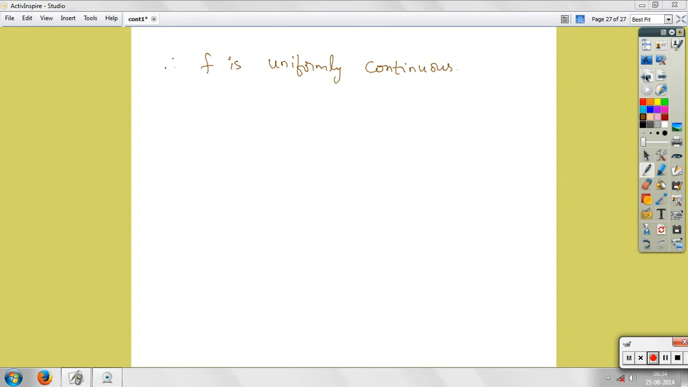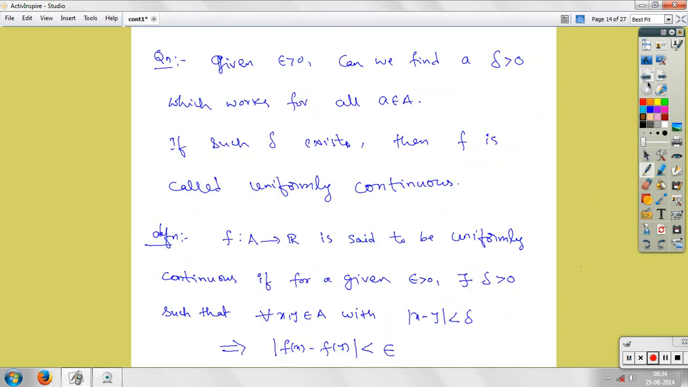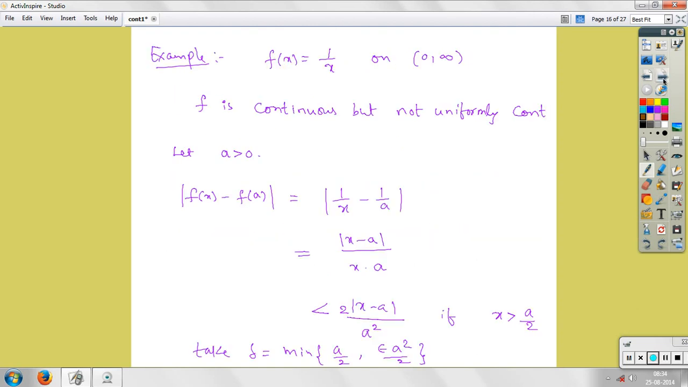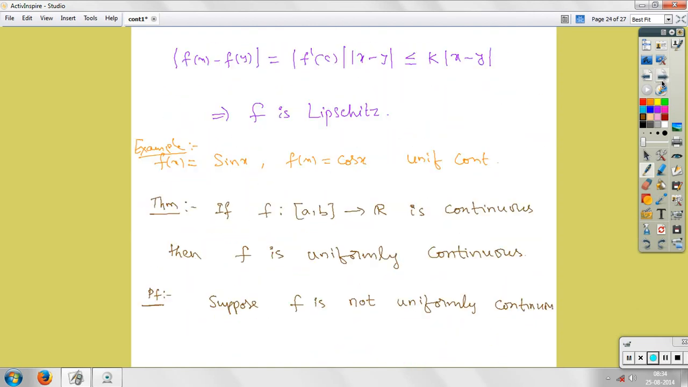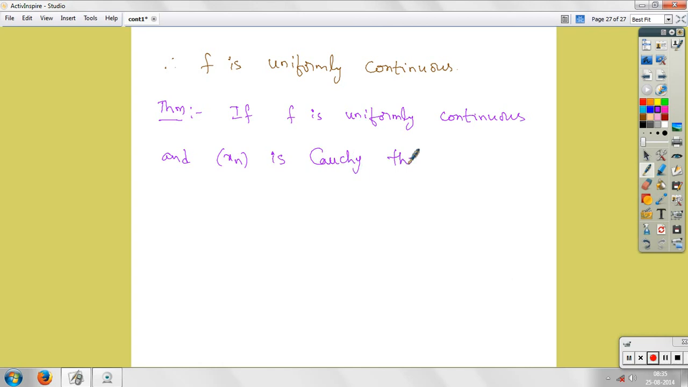Now if you go back to our question asked during continuity, that if f is continuous and xn is a Cauchy sequence, is f of xn Cauchy? This result is true if f is uniformly continuous. So the result is that if f is uniformly continuous and xn is Cauchy, then f of xn is also Cauchy.